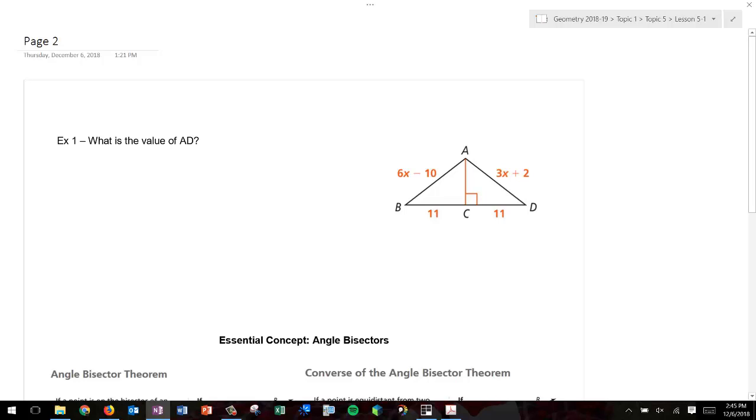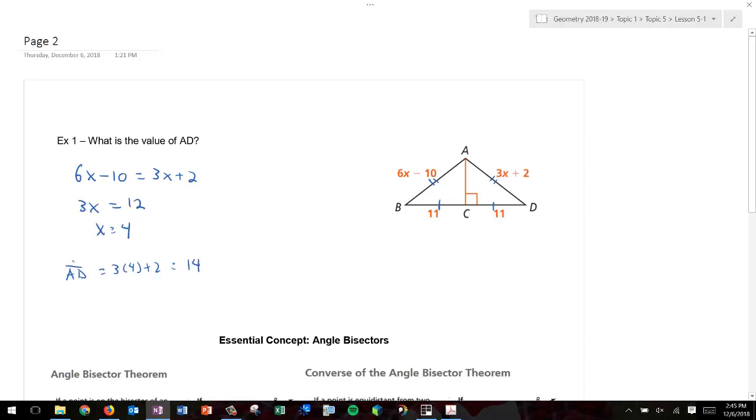So in this picture, they gave us that AC was perpendicular to BD, that right angle indicates that, and because BC and CD are the same length, that tells me that AC is a perpendicular bisector. And what that automatically tells me is that AB and AD are the same measure. So it allows us to say that 6x minus 10 equals 3x plus 2. Go ahead and solve that quick, pause the video, and when you come back in, the answer will be there for you.